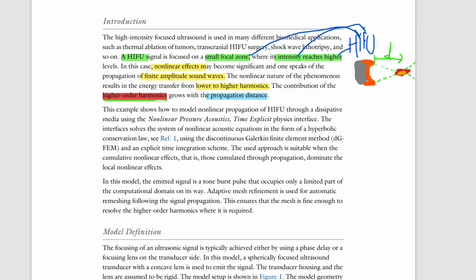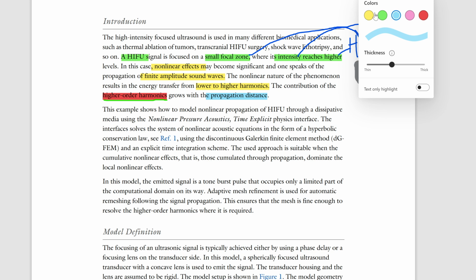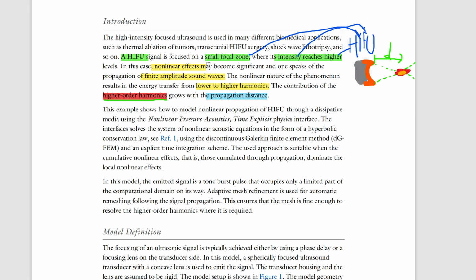Let's keep going. I'm going to go back to yellow as being what I'm having questions about. This example shows how to model nonlinear propagation of HIFU through a dissipative media. Okay, well, we know what that is. It's a media that is dissipating our waves, which would be our tissue.